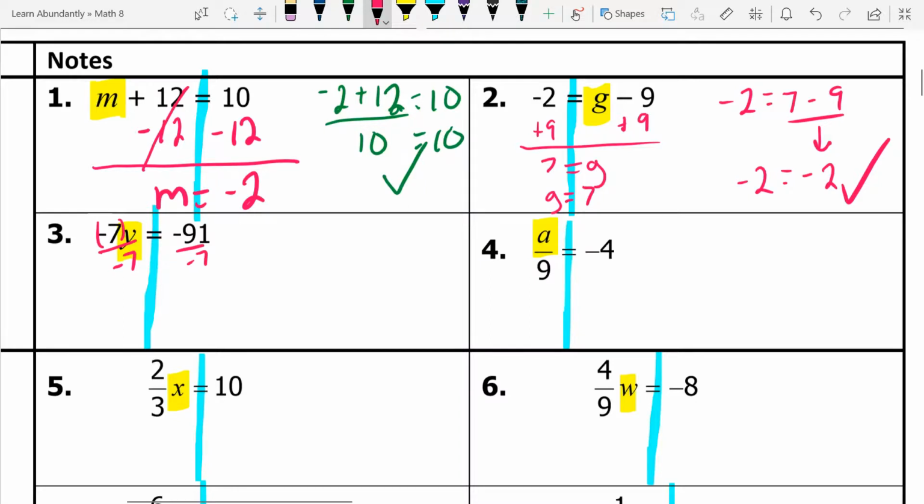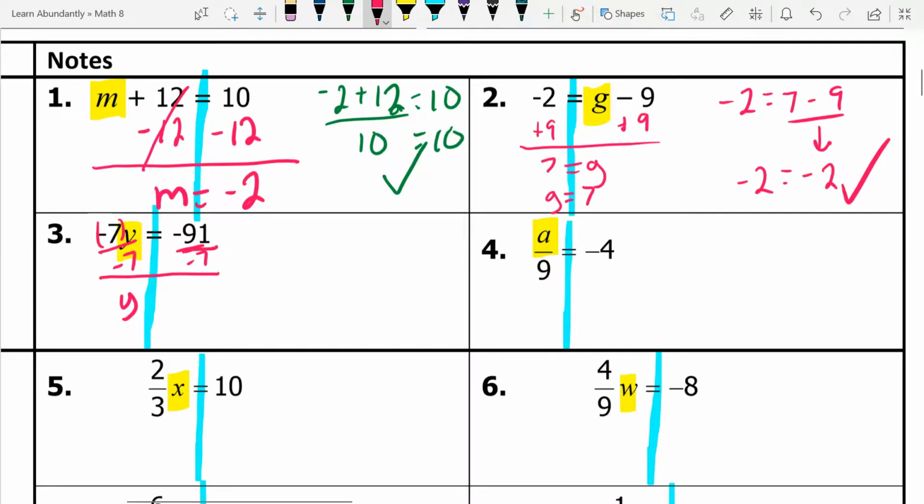Remember algebra, notice we have to do it to both sides every time. And if I do that, what I get left on my left side is literally just y. I divided by negative 7 to cancel out that number, so that's gone. On the right side, I actually have to do the math.